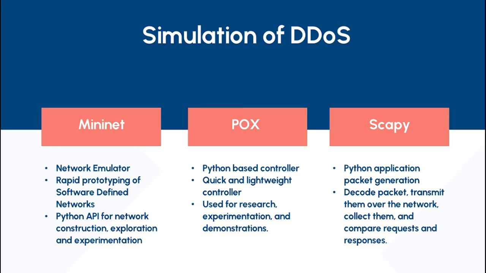For setting up the emulation environment, Mininet is used as a network emulator for rapid prototyping of software-defined networks. It supports a Python API for network construction, exploration, and experimentation. POX is a Python-based controller. It is a quick and lightweight controller. It is commonly used for research work, experimentation, and demonstration. Scapy is a Python application used for packet generation. It can also decode packets, transmit them over the network, collect them, and also compare requests and responses.